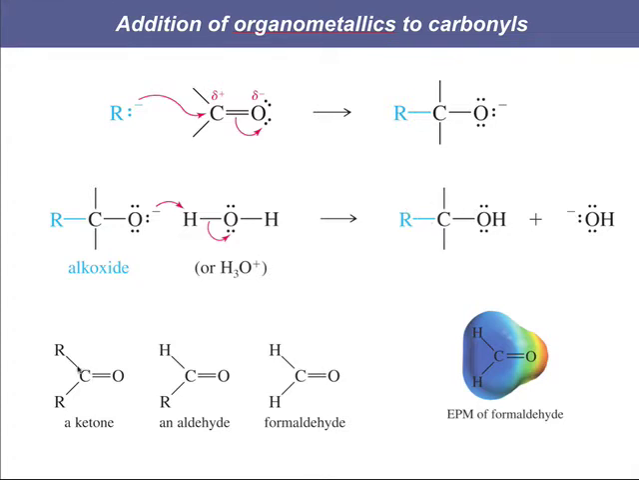You can use ketones as your carbonyl source. You can use aldehydes. Formaldehyde is a great choice. Having two H's on that carbon makes it very, very accessible. These are not bulky groups. So that carbon pi antibonding orbital is quite accessible if those are hydrogens. That's formaldehyde. You can see there's a lot of positive character on that carbon.